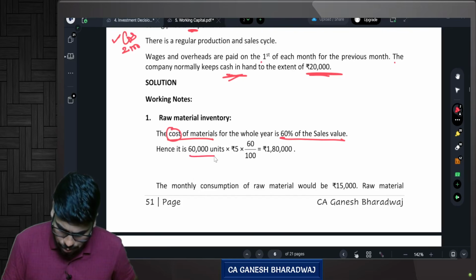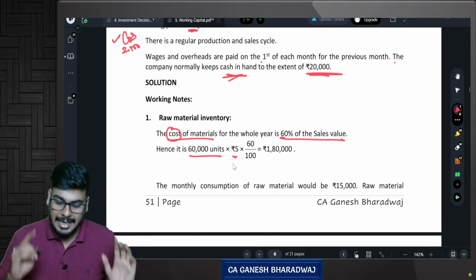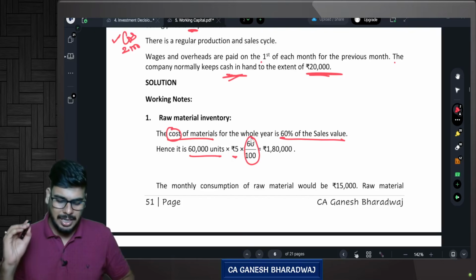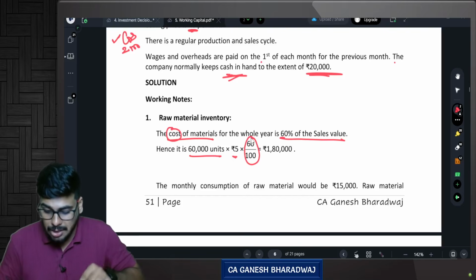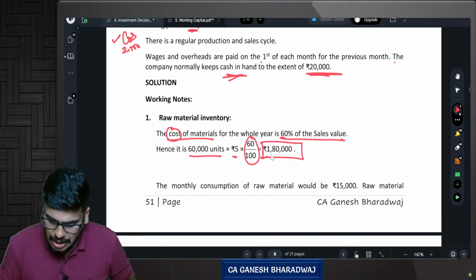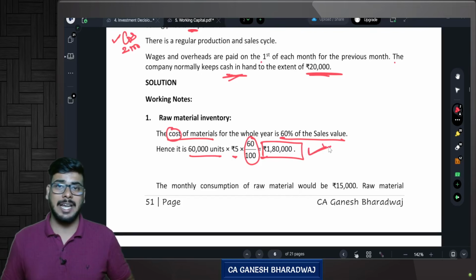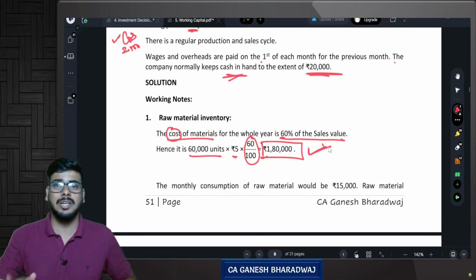They have given 60,000 units they are going to sell. Every unit is going to be sold at rupees 5, correct? And they have mentioned that 60% of my sales value is generally my raw material cost. I'm not talking about raw material investment. This is the raw material cost, correct? So generally in a year, the raw material cost is going to be how much? 1,80,000. Now, should I introduce 1,80,000 right now itself?